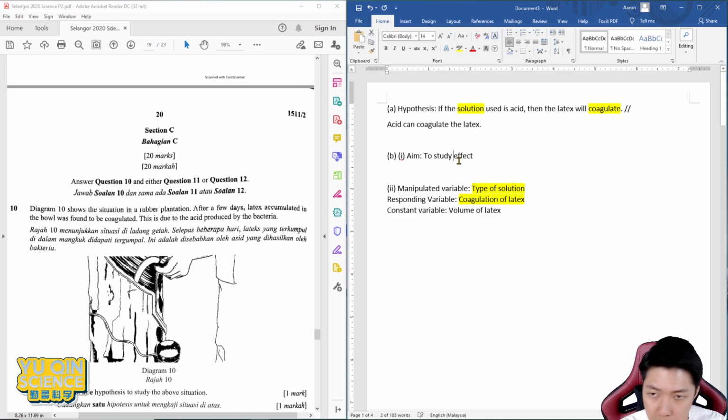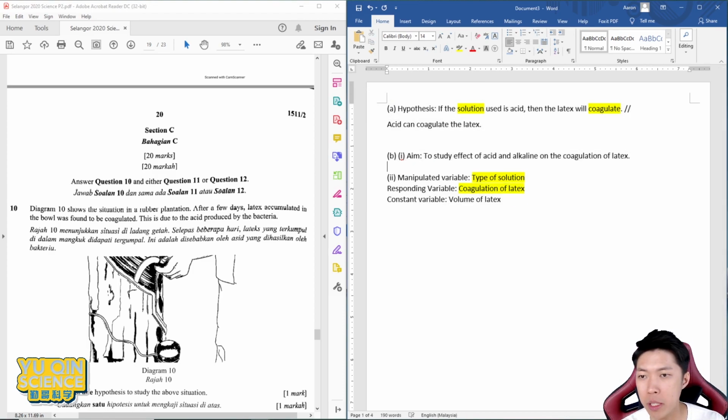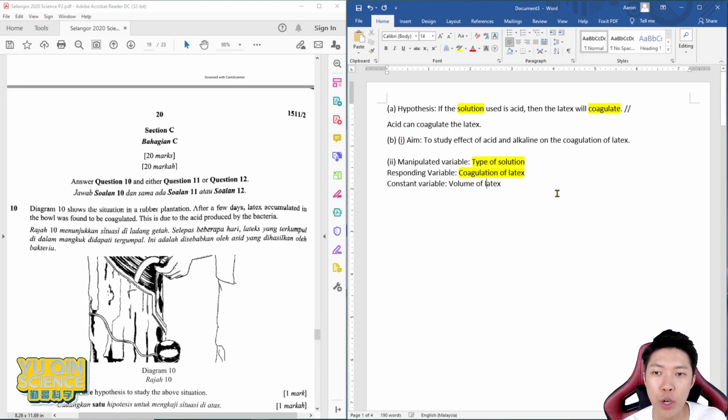To study the effect of acid and alkali on the coagulation of latex. That sounds better, right? Effect sounds better, right? Okay. Format follows like that. You consider relationship or effect. Try yourself; if it doesn't work smoothly, change to relationship; if relationship doesn't work, change to effect. Okay, if still not smooth, don't do it, no joke. So far, ladies and gentlemen, this will cost you 4 marks.